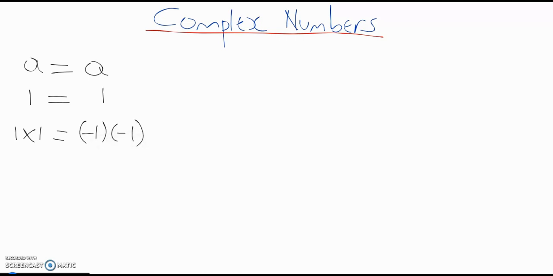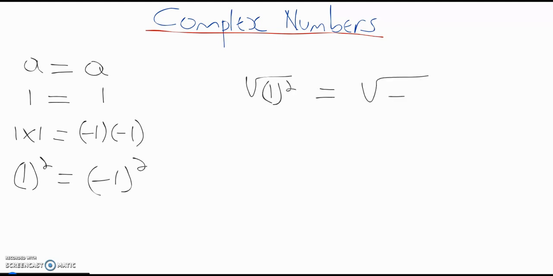But whenever we multiply a number by itself, as a shortcut, we could use a square. So I could write the left-hand side as 1 squared, and I could write the right-hand side as -1 squared. Now, what if I were to take the square root of both sides? So I would have the square root of 1 squared equal the square root of -1 squared.